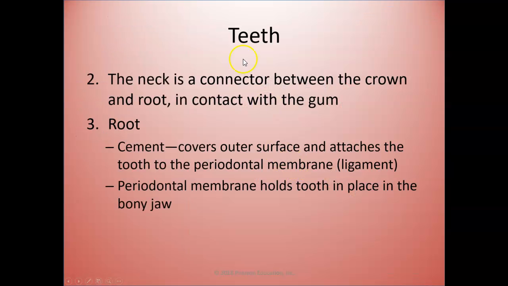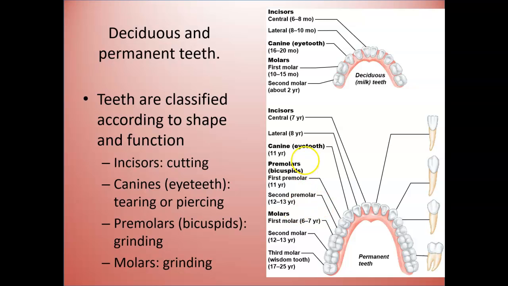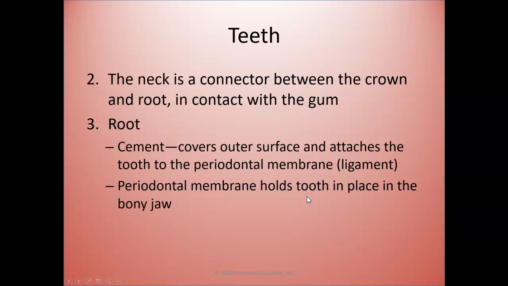Moving on, we've got the neck, and that's the connector between the crown and the root, and it's in contact with the gum. And then the root itself has this thing called cement, which covers the outer surface and attaches the tooth to the periodontal membrane through a ligament, and that holds the tooth in place in the bony jaw. So here you can see the periodontal membrane down here that's holding the tooth in place next to the nearby bone. And that's pretty much it for the tooth. If you want, go back real quick and look again at the incisors, canines, premolars, and molars, the names of the teeth and the different parts of it.